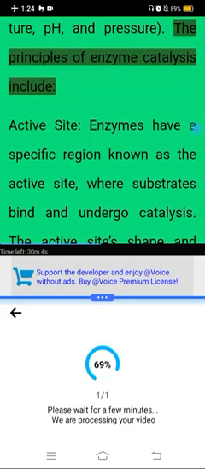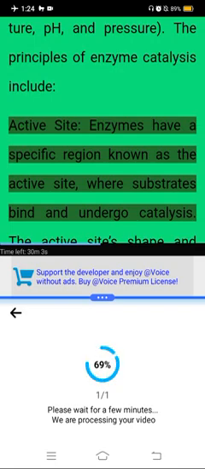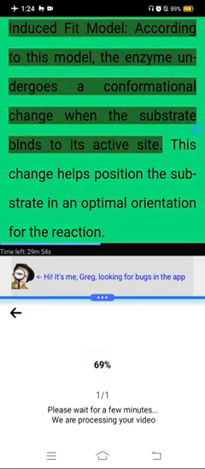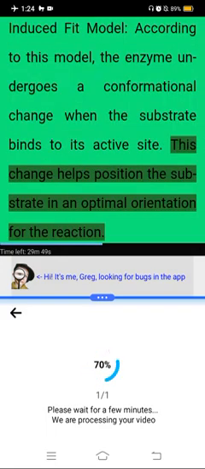The principles of enzyme catalysis include active site. Enzymes have a specific region known as the active site, where substrates bind and undergo catalysis. The active site's shape and chemical environment are crucial for the enzyme's function. Induced fit model. According to this model, the enzyme undergoes a conformational change when the substrate binds to its active site. This change helps position the substrate in an optimal orientation for the reaction.